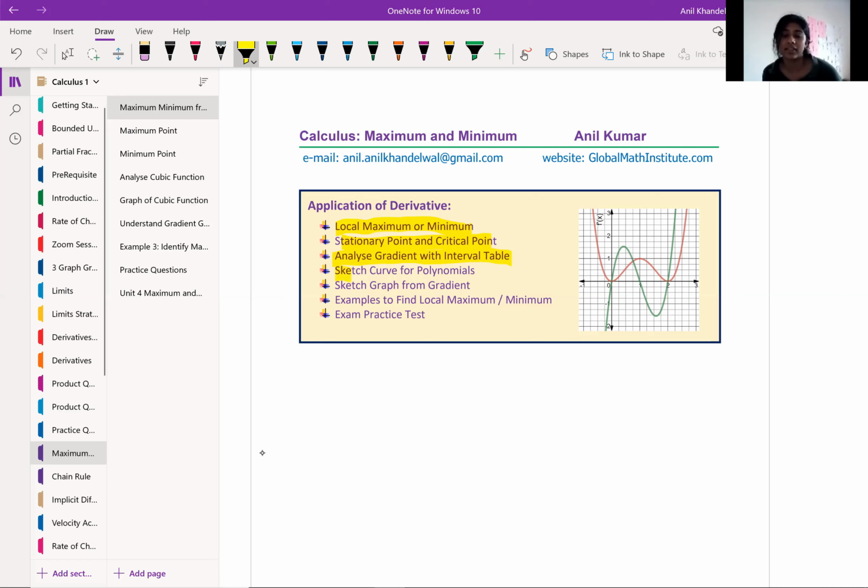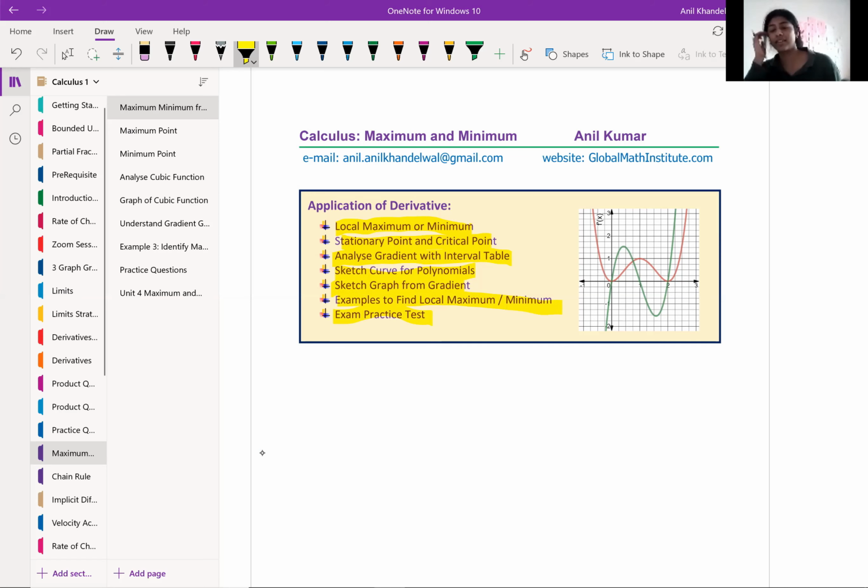We'll again visit it. Then we'll sketch the graph for polynomials. Earlier also we did the sketch, but we did it without identifying the maximum and minimum points. What kind of a rough sketch we gave. This time we cannot actually call it a graph of a polynomial function rather than just sketch a curve. We'll also see how to sketch graph from a gradient. So there will be examples where I will give you the gradient's graph and I'll tell you, well, now do the reverse calculations and give me the graph of the function itself. We'll have examples to find local maximum minimum, and then we'll have examination style practice test paper.